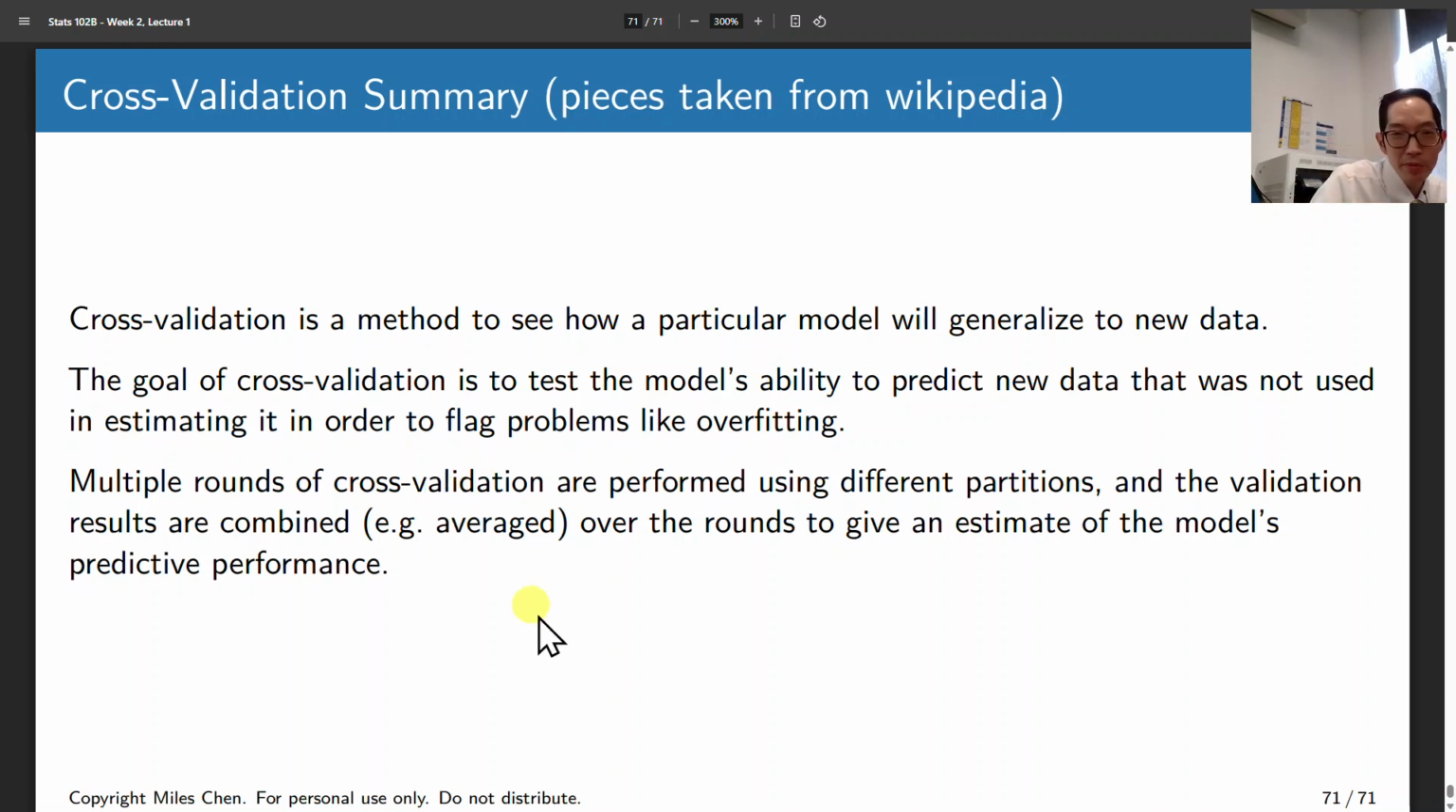All right. So the summary here. What did I do? I copied part of this from Wikipedia. Cross-validation is a method to see how a particular model will generalize to new data. The goal of cross-validation is to test the model's ability to predict new data that wasn't used in estimating it in order to flag problems like overfitting. Multiple rounds of cross-validation are performed using different partitions, and the validation results are combined or averaged over the rounds to give an estimate of the model's predictive performance.